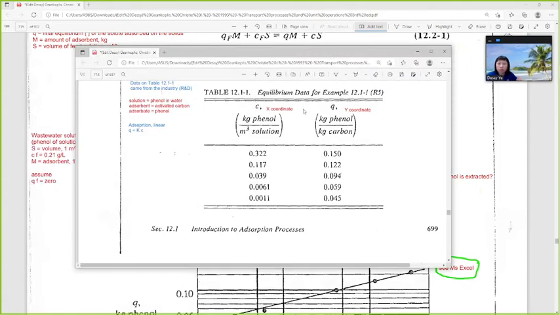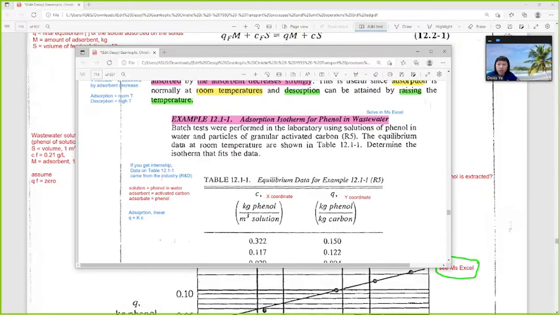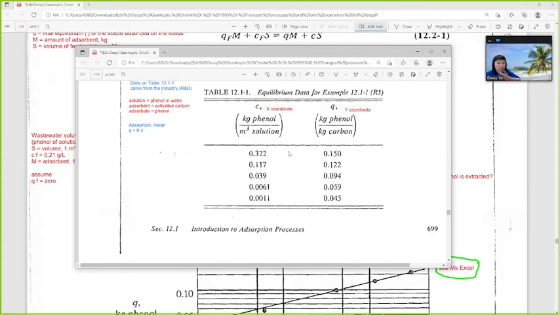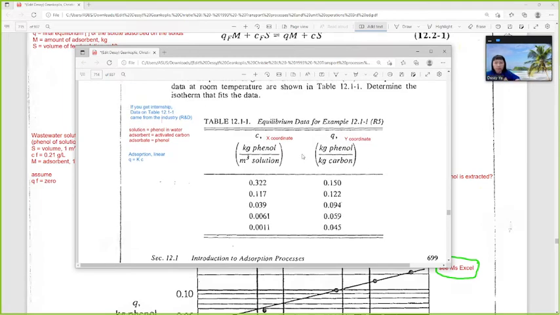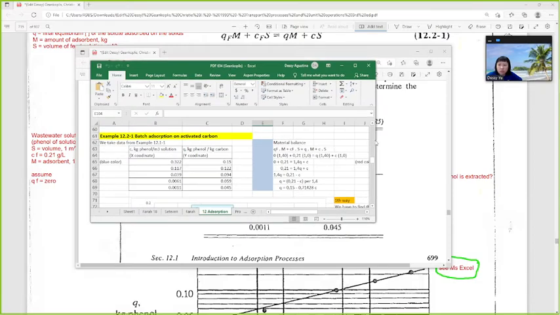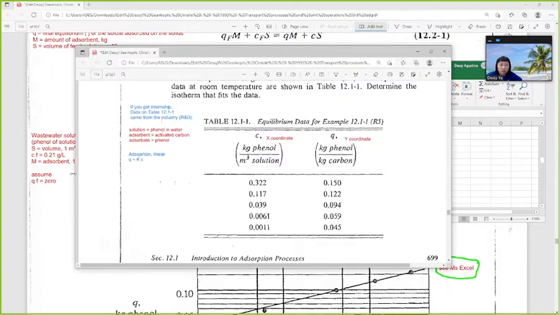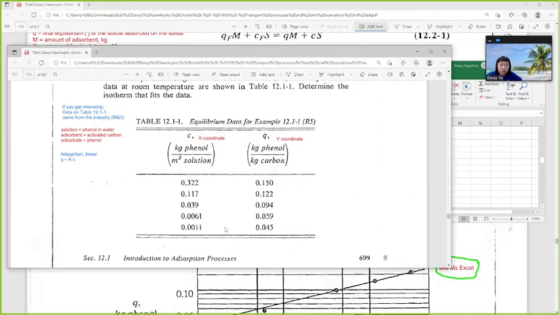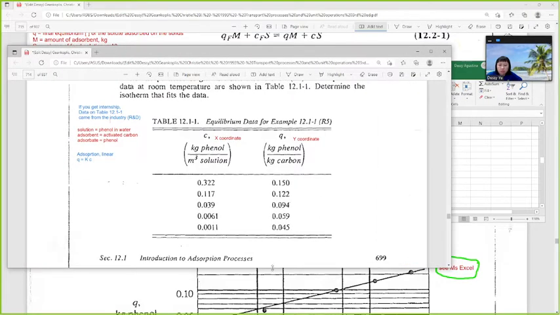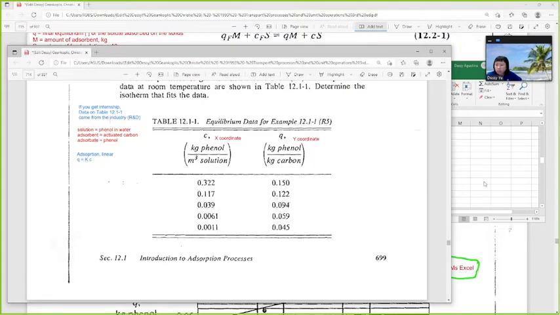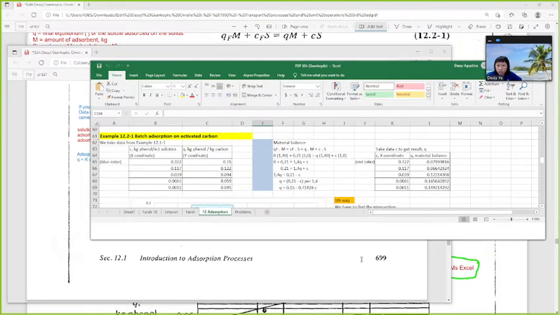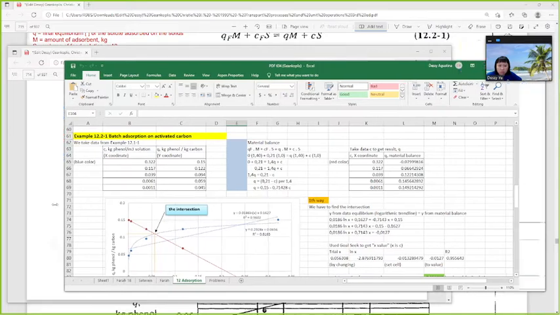Here is the equilibrium data from example 12.11, and then we open Microsoft Excel. I already finished this example, but I will show you from the beginning.